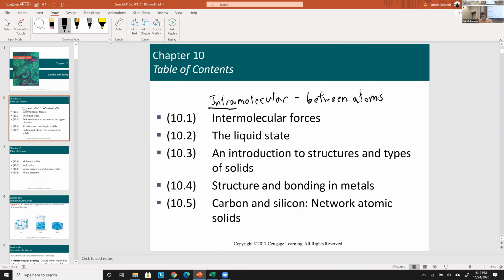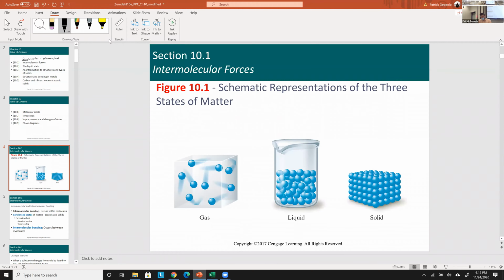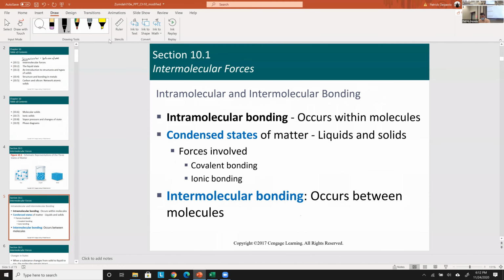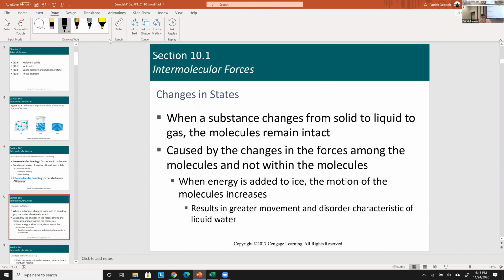That's what that is. And then we're going to be going off of that to learn more about these different solids and liquids, and then how the phases interact with each other. But so we know intramolecular bonds within molecules. So you have covalent bonding, ionic bonding, and then we're going to learn about intermolecular between the molecules. So within versus between the molecules. Okay, so changes in state.